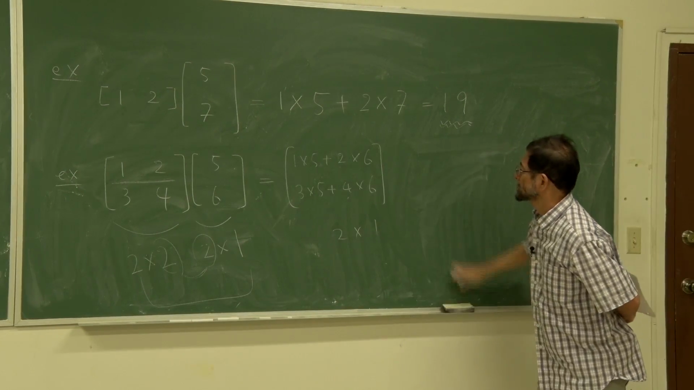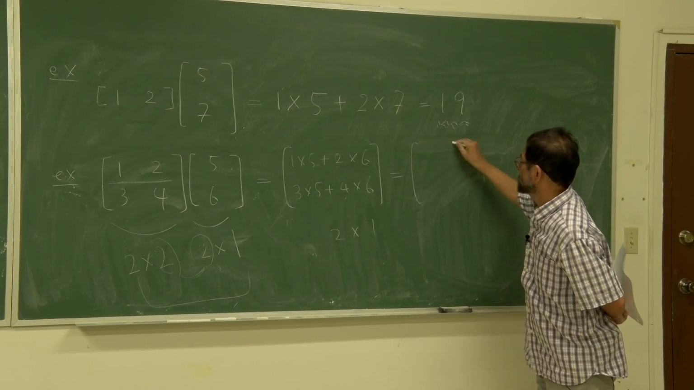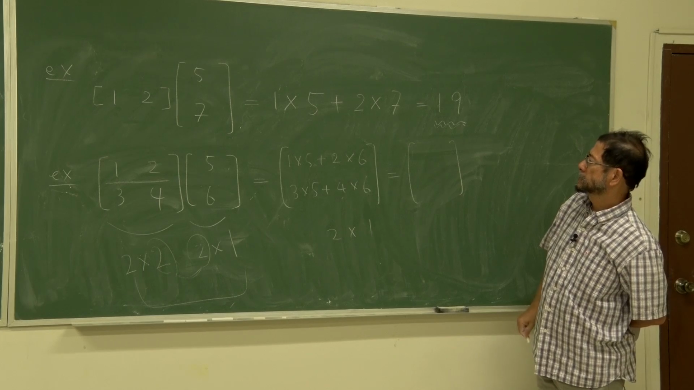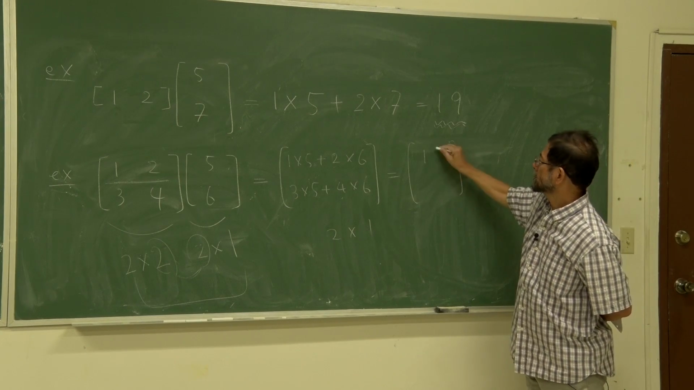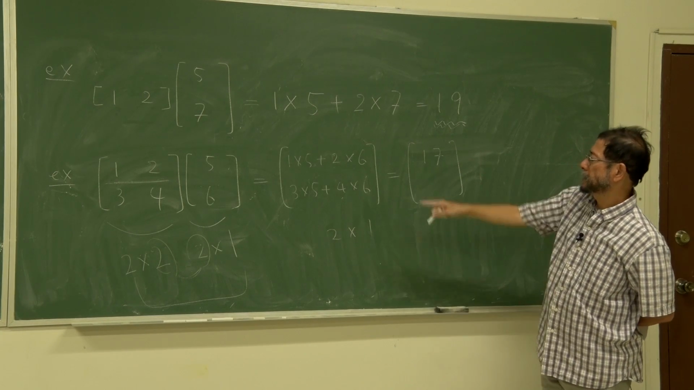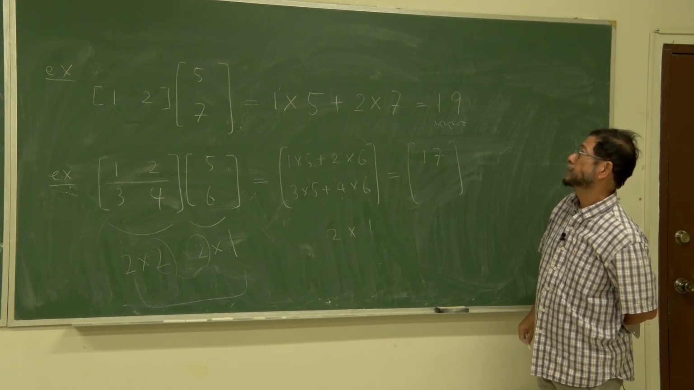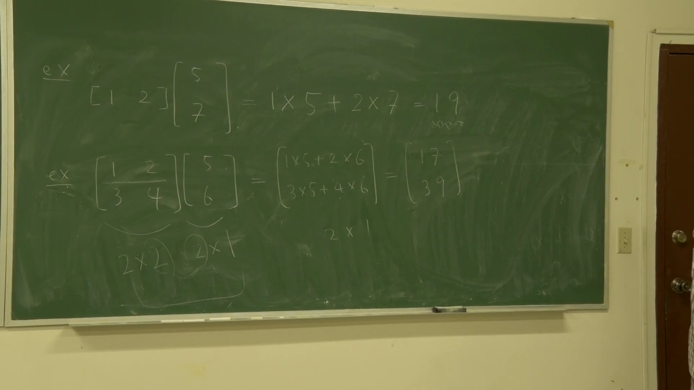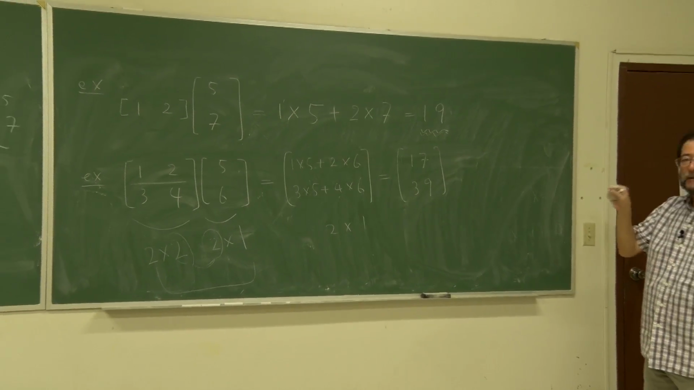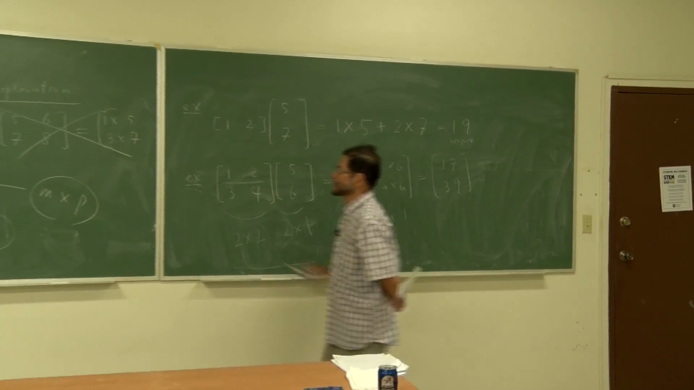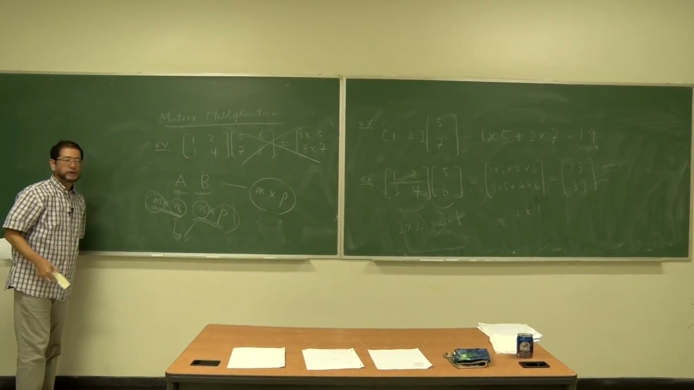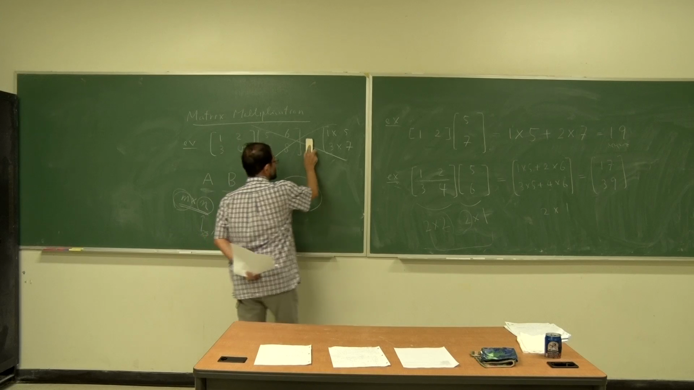Once you set it up, you just need to compute each number. So 5 plus 12, that's 17. 15 plus 24, that's 39. Now let's tackle the original problem. Remember, entry-wise multiplication is not what we want to do. So here is the definition.